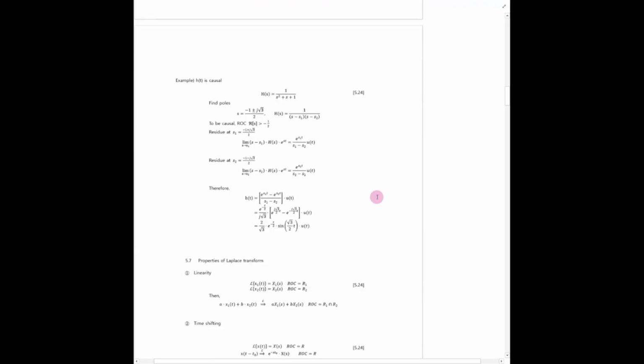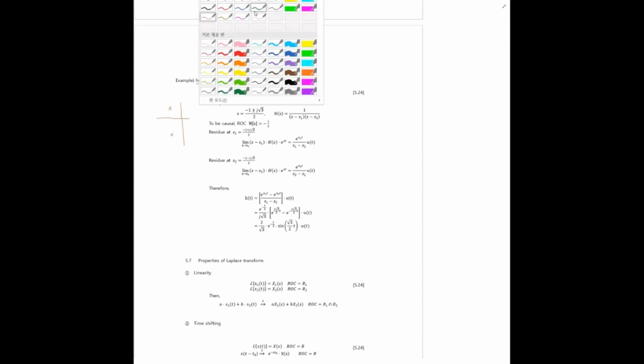Now consider the next example. In this example, H(s) has two complex poles. Here h(t) is also causal. It means that it's a right-sided signal, and it has two different poles here. The poles are located at -1.5 plus or minus j square root 2 over 2. So it looks like this. These are two complex conjugate poles, and the real part is -1.5.